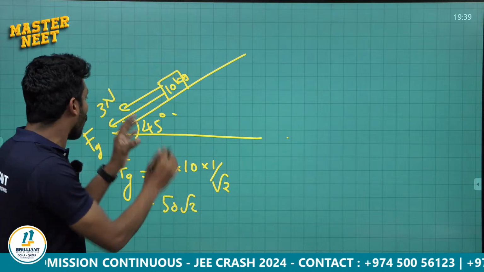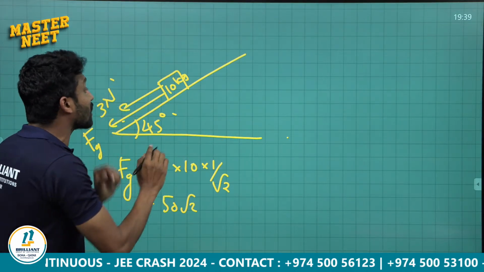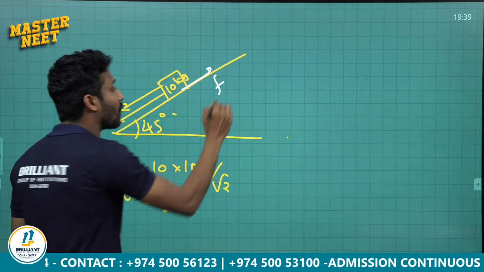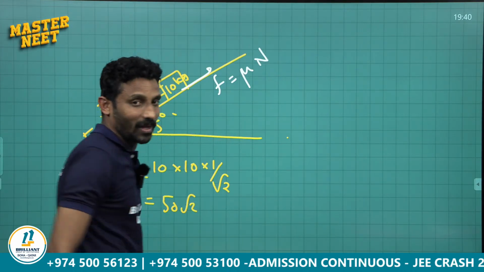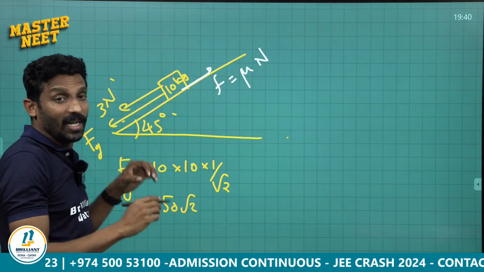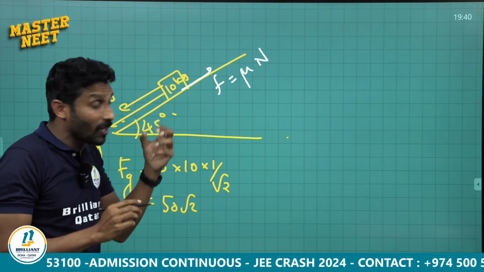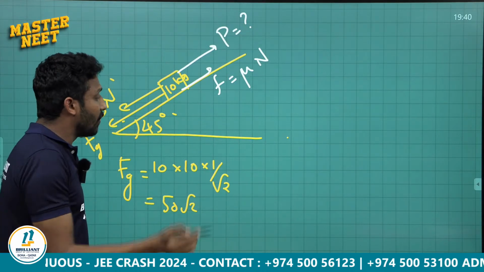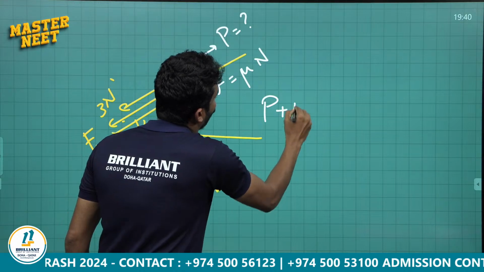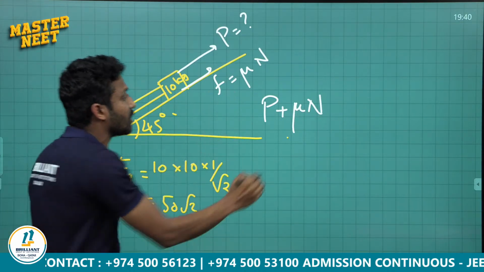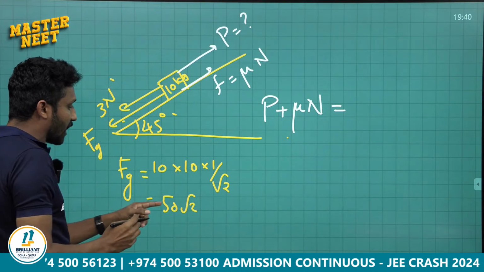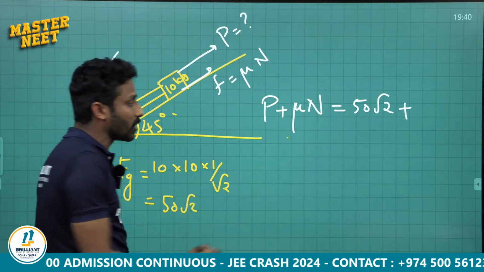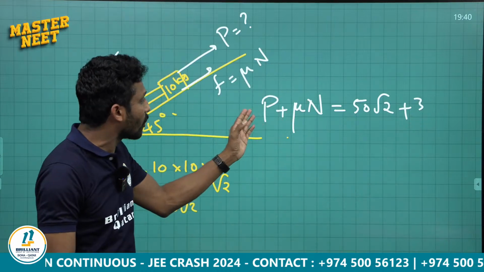Nice. Already these two forces are acting. Then friction will be in this direction to prevent the sliding. Friction is equal to mu into normal reaction. But this friction is less than the summation, that's why it will be sliding. So to prevent sliding, we have to apply a force in this direction, P. Clear? Which means P plus the friction is balancing this total force, that is 50 root 2 plus one more force, 3 Newton. Now we can easily equate to find the value of P.